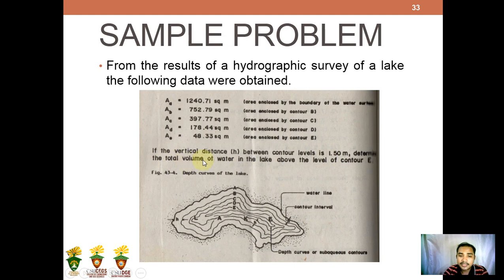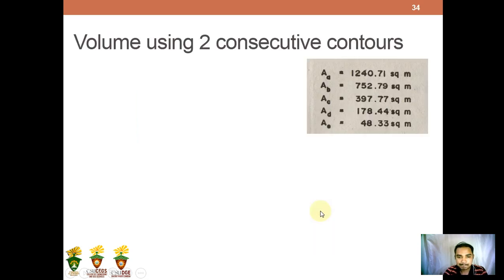to determine the total volume of water in the lake above the level of the contour E. So this is the illustration of the problem. Now, you have here contours, and we have an H, the water line, and the contour interval or the CI. So in solving this kind of problem, we need to have two approaches. Now, the first is we are going to use the two consecutive contours, or we use those partial volumes, or we compute the volume using the formula for prismoid.